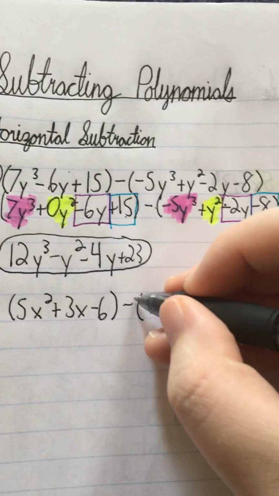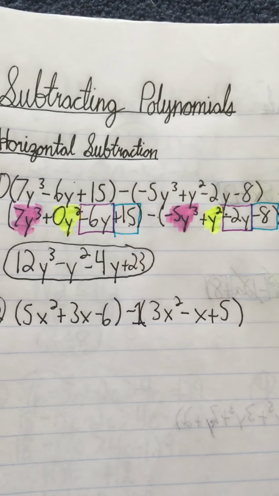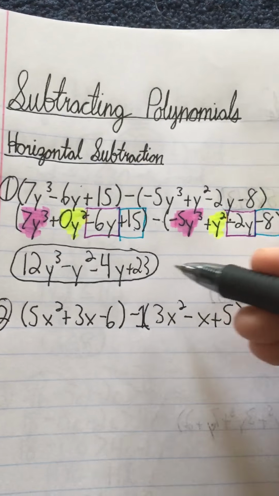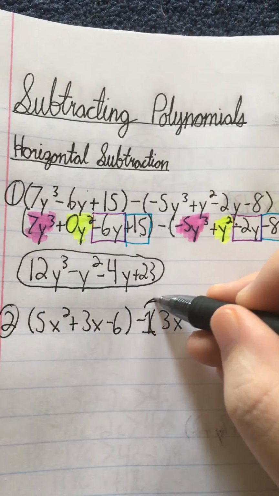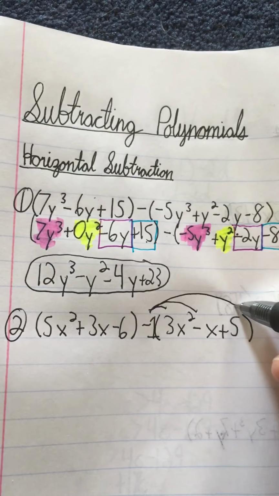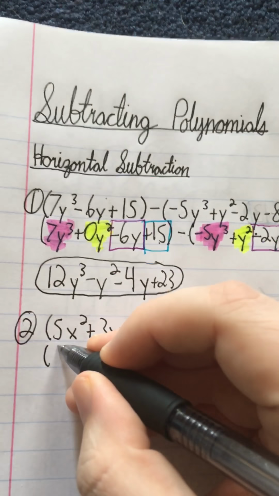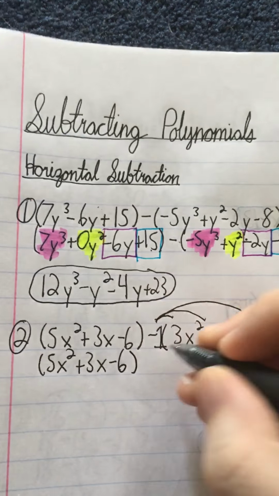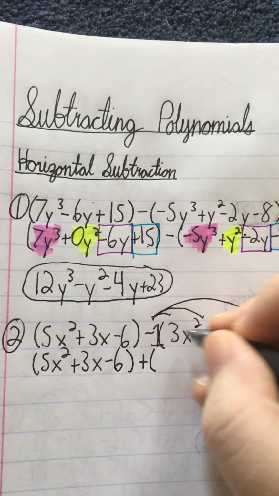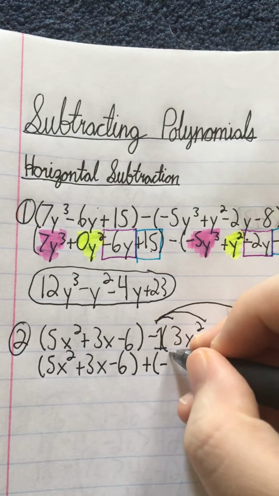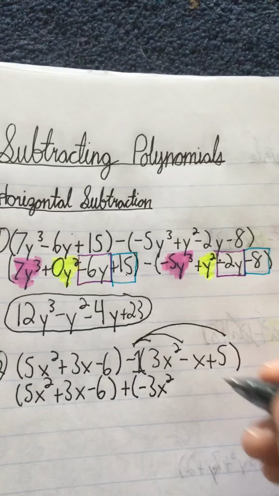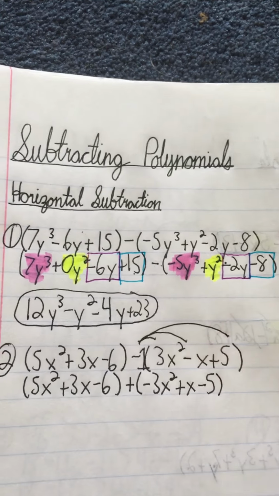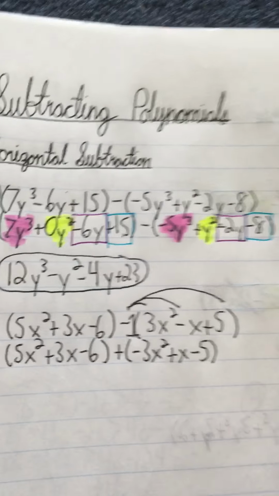So this here, you could really say, is like saying minus 1 times 3x squared minus x plus 5. So I'm going to distribute this negative 1. So that way we're left with 5x squared plus 3x minus 6 plus negative 1 times 3x squared, negative 3x squared, plus x minus 5. So now this looks like what we worked on yesterday.